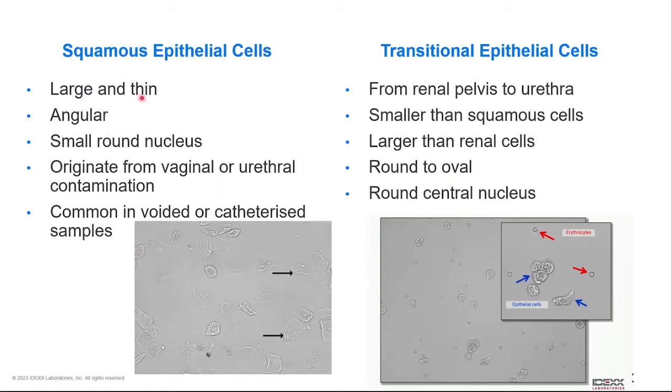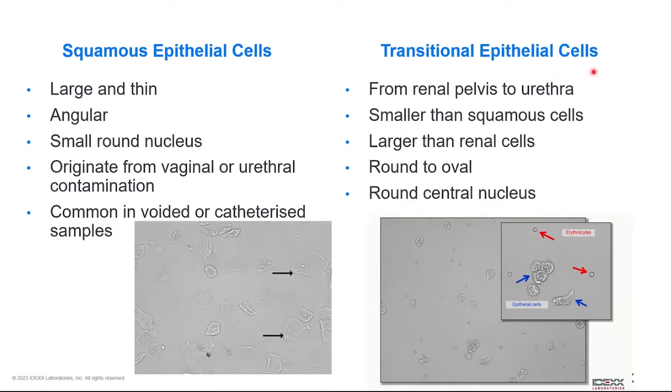So what do they look like? Well, they're larger than the other type of epithelial cells. They're large and quite thin. They're quite angular, as you can see here. They tend to have a small round nucleus. You can just see the little pale nucleus in the center. And as I say, they're quite common in voided or catheterized samples. So their presence doesn't necessarily mean they're abnormal, but if they're present in very large numbers, that might be something you want to look into.